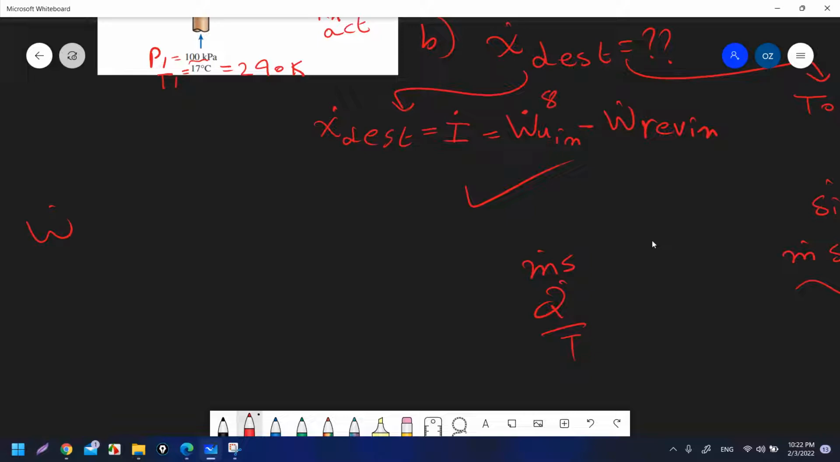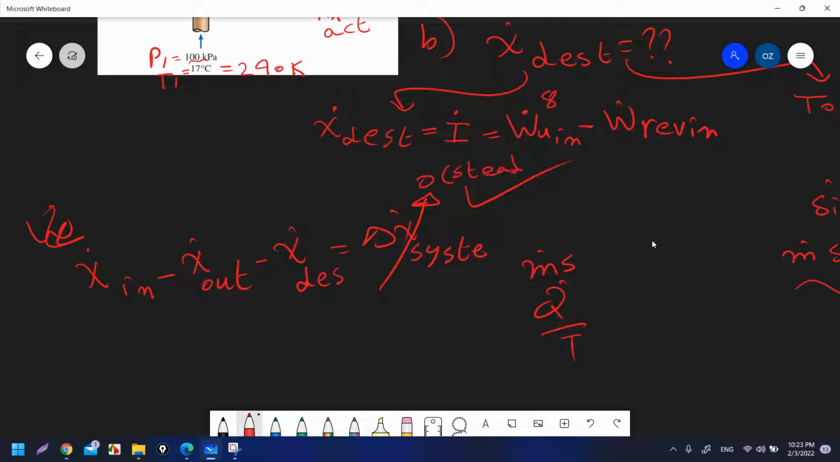I want to find the work reversible, so I have to use the exergy balance. The exergy balance in rate form: X dot in minus X dot out minus X dot destroyed equals delta X dot in system. Okay, it is a steady process. Any delta in the exergy balance, entropy balance, or energy balance is 0 in steady devices, because there is no change in time. It is a reversible process, so there is no exergy destruction. If I want to find the reversible work, I have to assume it is a reversible process with no exergy destruction. So this one is 0.